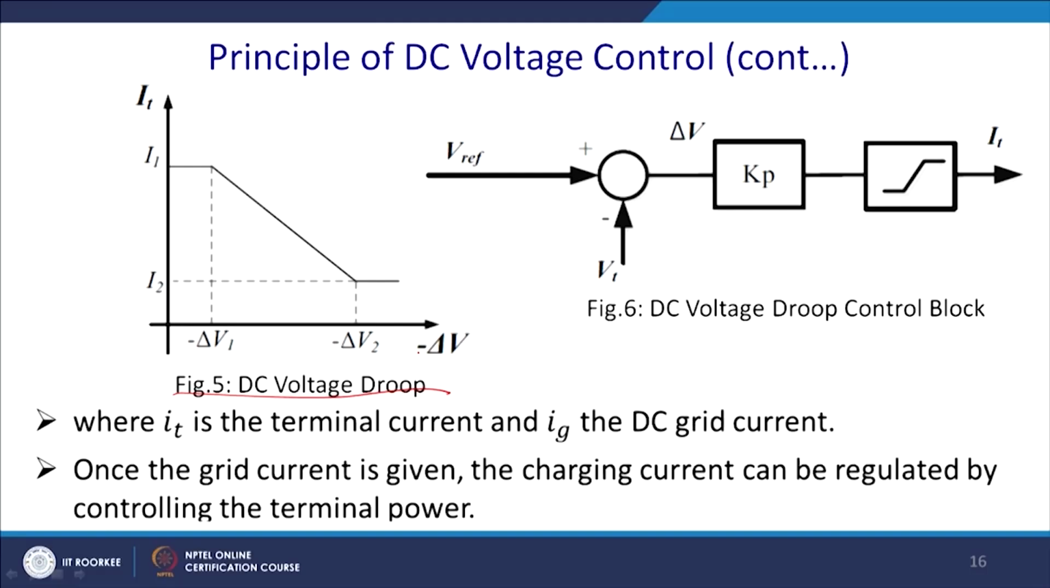It does not have a VCO and all those things. You can directly feed V_ref and V_t. You have a delta error, then you may have a proportional plus integral control, that is a PI controller, and thereafter a saturation block, and you can calculate the I_t required to charge this capacitor. But I_t is the terminal current and I_g is the grid current. Once the grid current is given, the charging current can be regulated by controlling the terminal voltage.